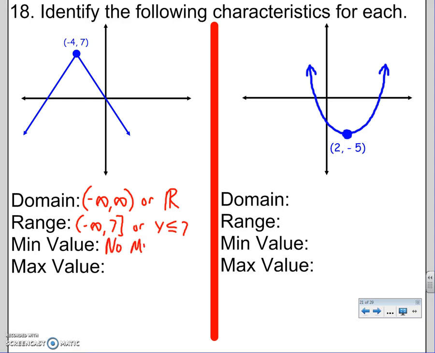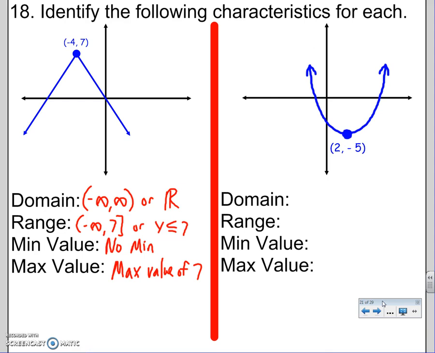No min, no minimum. It says max value. Max is the highest value. Well, there is a top of this picture. The top of the V is at (-4, 7), but the value is the Y part. So there's the max. The max value is 7. So basically, we're talking about our range. You can't go above 7 because that's the highest. If you're above 7, that means 7 wasn't the max. Same idea for the second one.